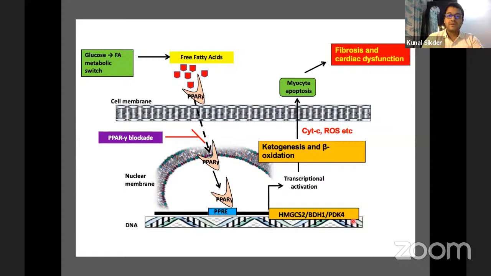This study we did in isolated cardiomyocytes. It is not presented over here, but we have seen this translocation and how they regulate the expression of these genes. So if these genes are transcriptionally activated, then they will increase the ketogenesis process and beta oxidation, and that will obviously release a lot of cytochrome C and reactive oxygen species, and that causes myocyte apoptosis and fibrosis. But this is just a cartoon. Maybe it is not exactly happening like this. So that's why we moved on to study further.